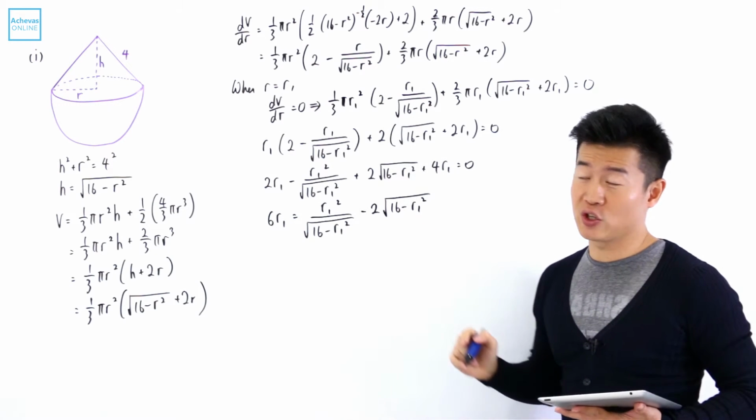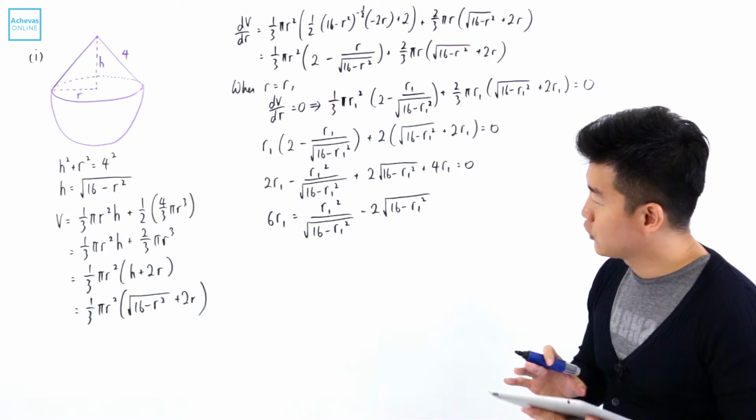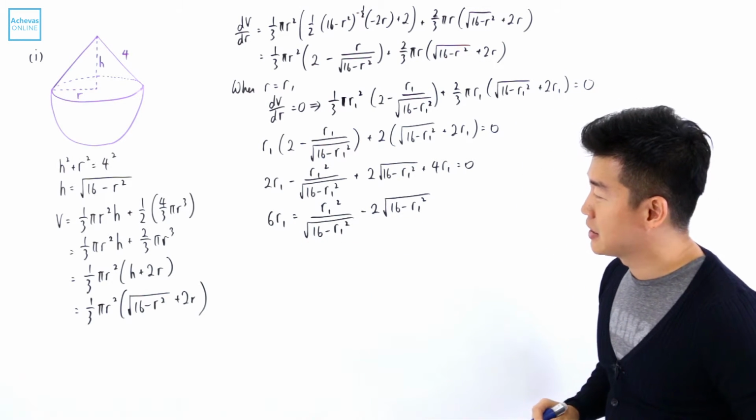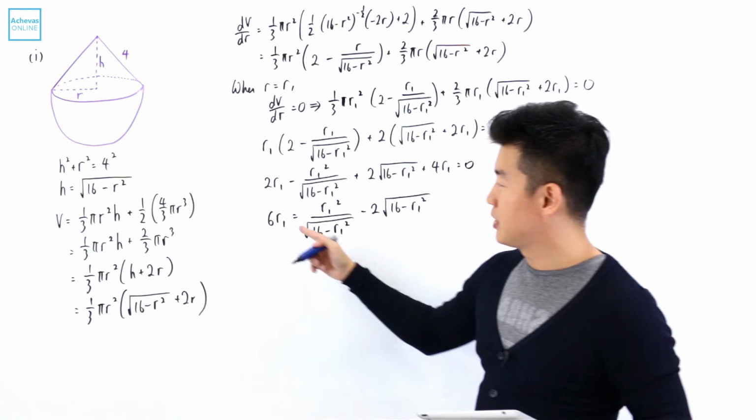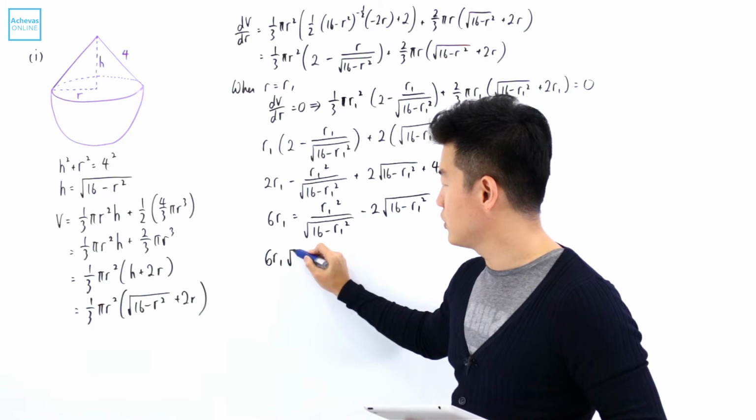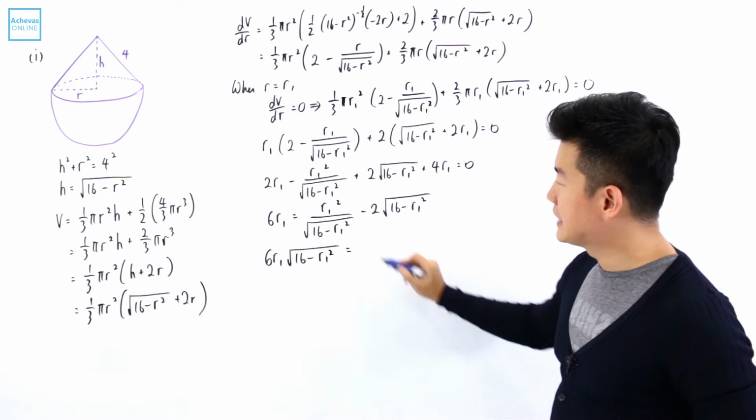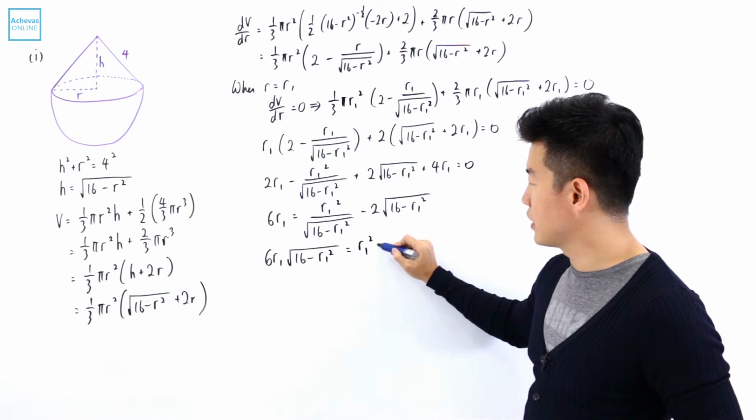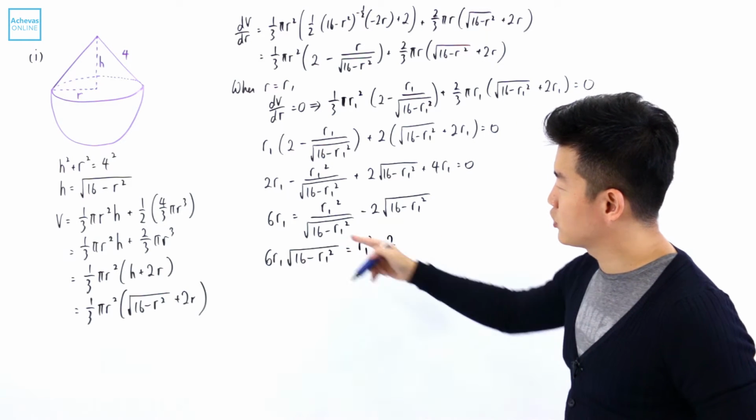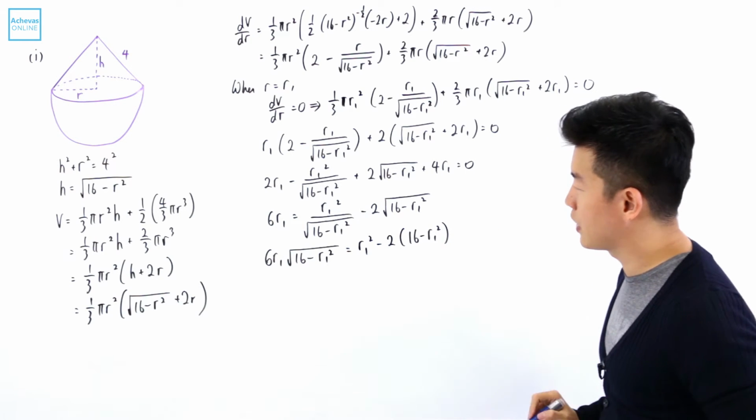I need to remove this square root or else I will not be able to get the polynomial that the question is asking us for. So I'm going to try to multiply throughout by the square root of 16 minus r1². So multiplying this over, this is going to be 6r1 times the square root of 16 minus r1². This is equal to (r1² minus 2) multiplied by the square root of 16 minus r1². This will give me just 16 minus r1².